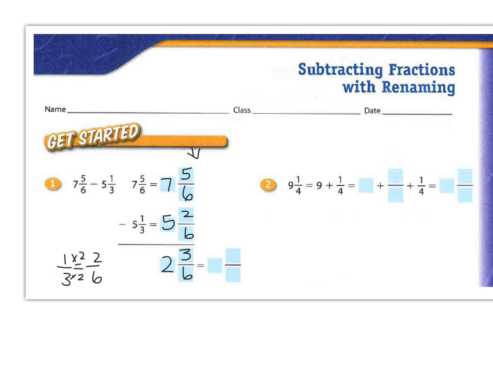Well, 3/6 can be simplified. We can divide top and bottom by 3. So then we would get 1/2, and then the 2 comes over. So our final answer is 2 1/2.